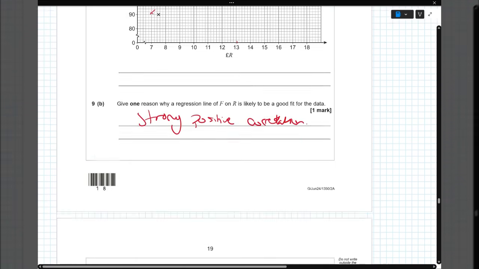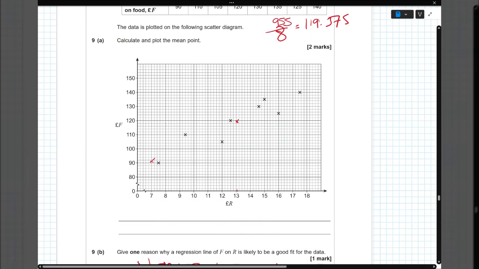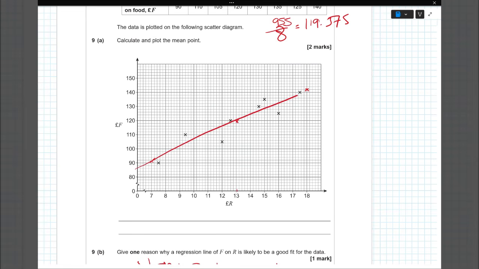Heading back to our diagram, 7 is at 91, so we're ever so slightly above that there. In fact, in the middle is pretty much perfect. And then for 18, we're at 142, there or thereabouts. After that, we're going to draw our line. That's not bad. Hold the line, there we are. So that's our regression line. Your examiners will have an area where this line needs to go in between. So long as you've gone through that, you will be fine.